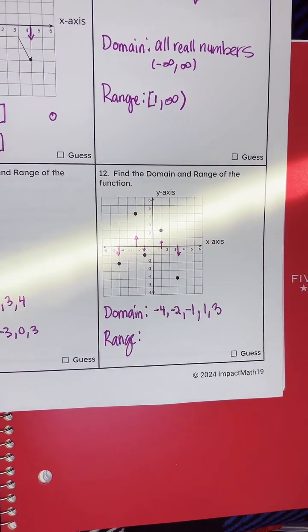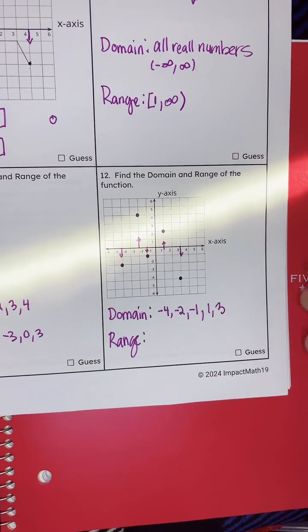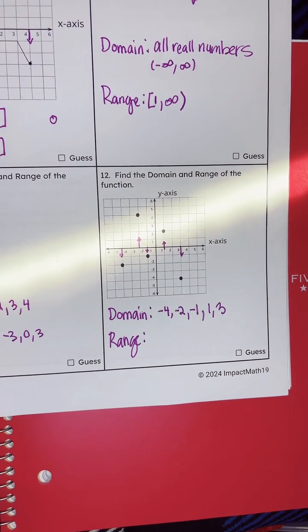Okay. So now let's talk about the range. Remember, we're starting from our lowest, our least, to our greatest. So can anybody tell us what our range is? Black Knight said -4, -2, -1, 2, and 4. Okay, Black Knight, let's go.